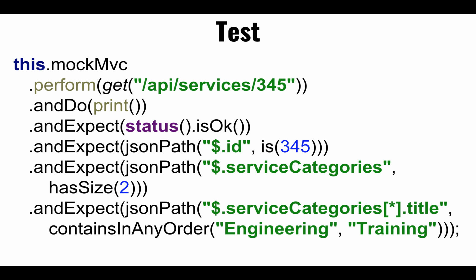We're also going to check those service categories, that array. I'm going to iterate over all the elements in the array, extract a title from each, and that title should be either engineering or training. It's pretty powerful that you can check to see that the output is what you were expecting, and verify it against an expected set of values. Okay? Awesome.